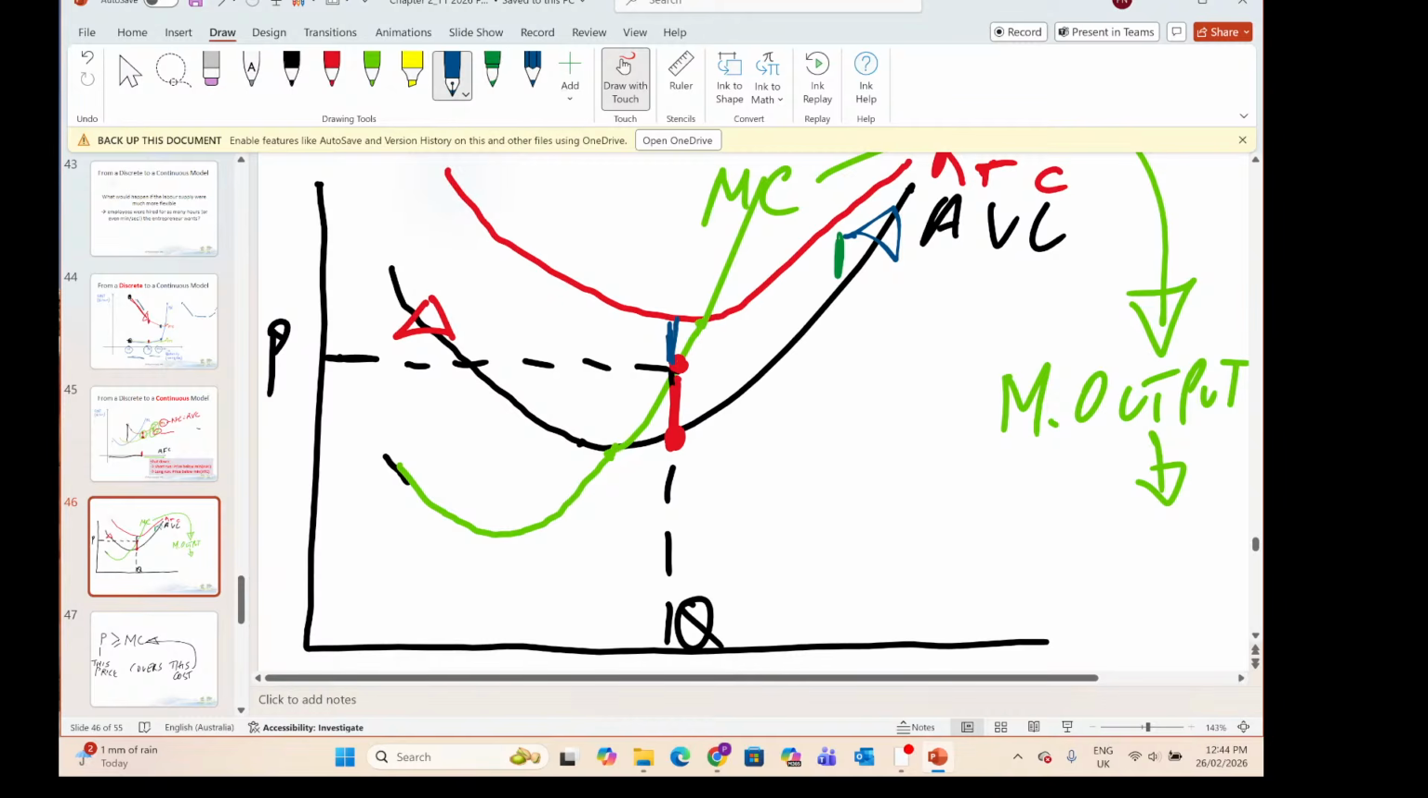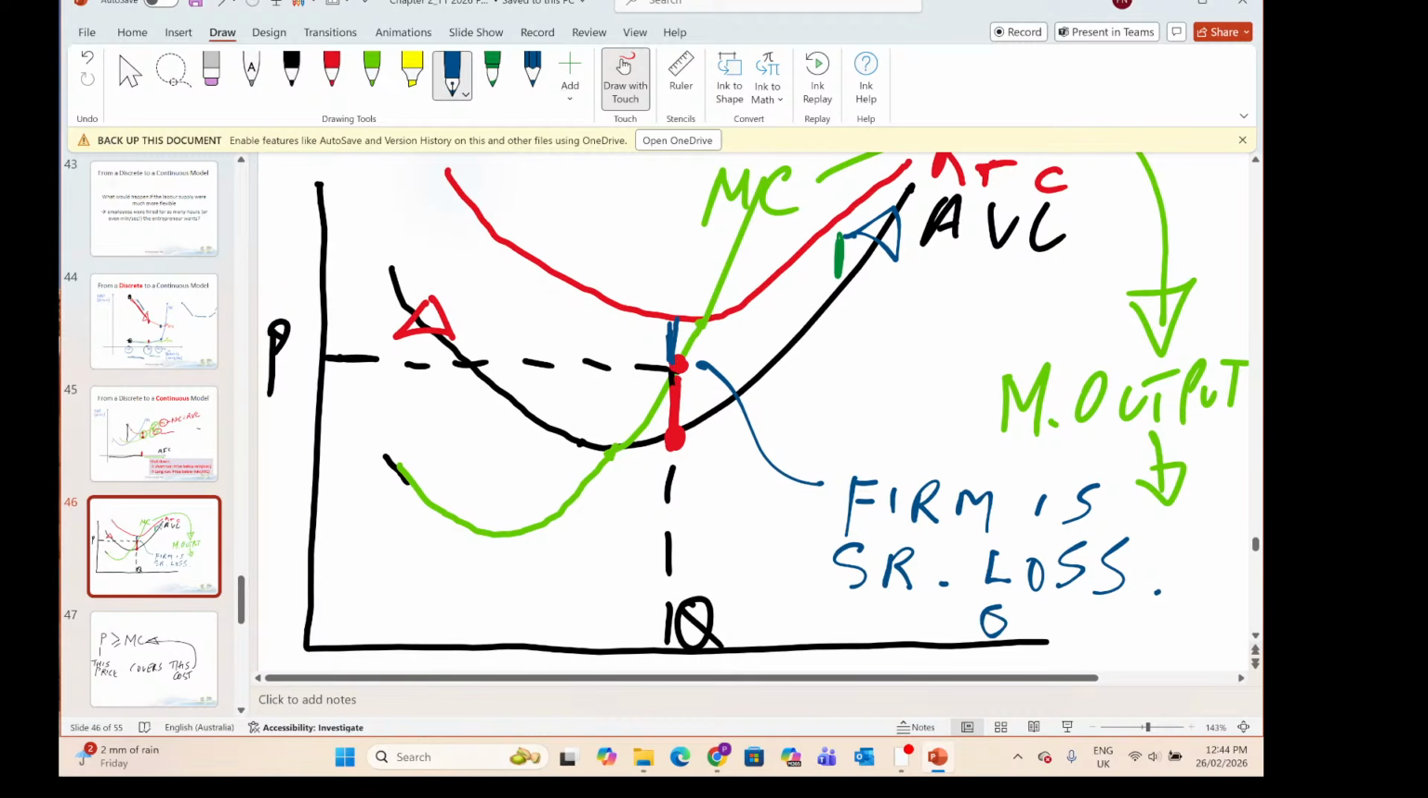So what's going on at P? What's going on at P is that at this point, the firm is, in the short run, making a loss. It's making a loss, but it's open. Why is it open? Because this price is different to the cost, where I'm drawing a blue dot. So the loss is equal to the blue interval. The loss per good is equal to the blue interval.